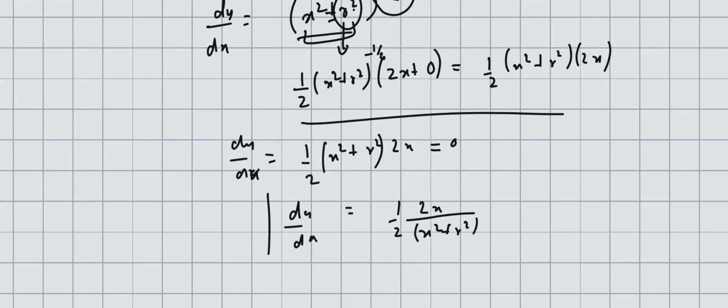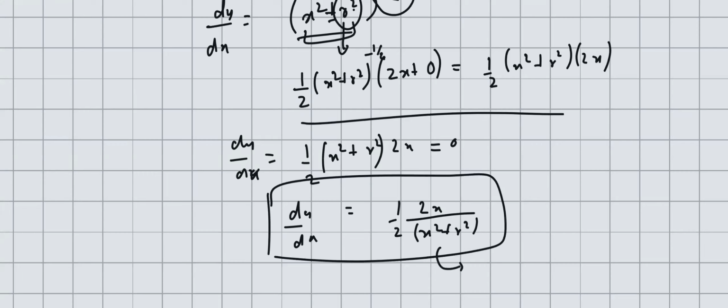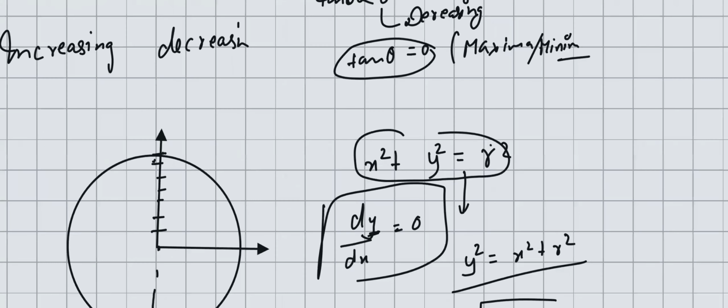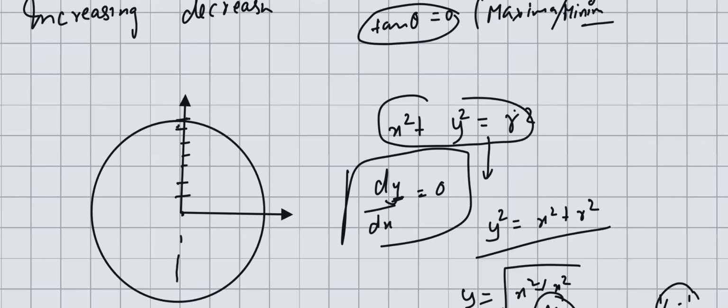It means, can I say this is nothing but the equation of slope? If I put the value of x, I will get the slope at each point. Is that clear? So we can cancel this 2 by 2. What I have got is x divided by the square root of x square plus r square. This is the equation of slope I have got. If I put a different value of x, I'll get the slope. Is that clear?